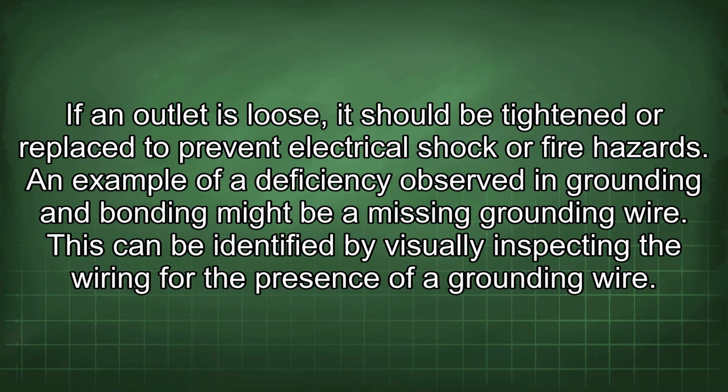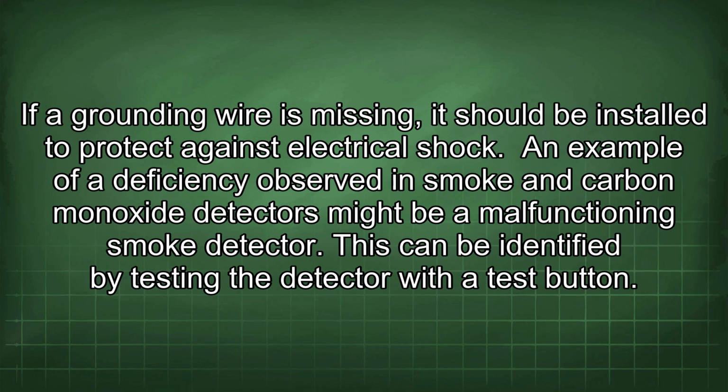An example of a deficiency observed in grounding and bonding might be a missing grounding wire. This can be identified by visually inspecting the wiring for the presence of a grounding wire. If a grounding wire is missing, it should be installed to protect against electrical shock.